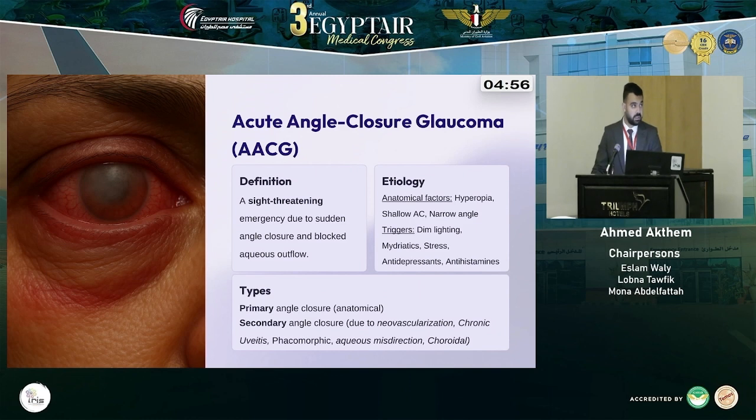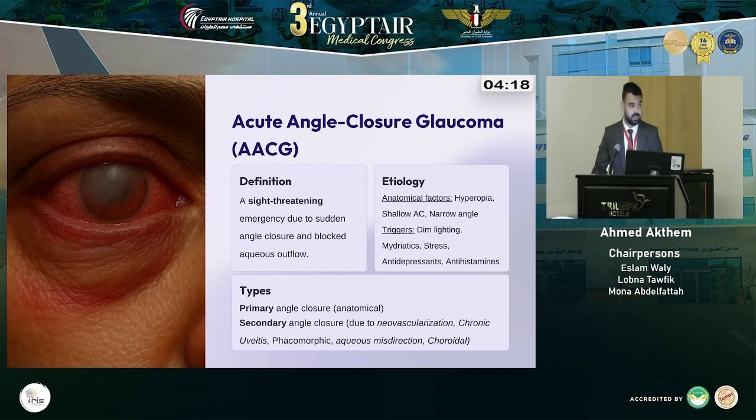Let's also step back to basics and discuss some points. The first thing is the definition: it is a sight-threatening emergency due to sudden angle closure and blocked aqueous outflow. The etiology, as we know, is that hyperopia is a factor for this, also shallow AC and narrow angle. The triggers, which are very important to take care of: dim lighting, mydriatics, stress, antidepressants, and antihistaminics that can cause acute angle closure glaucoma.